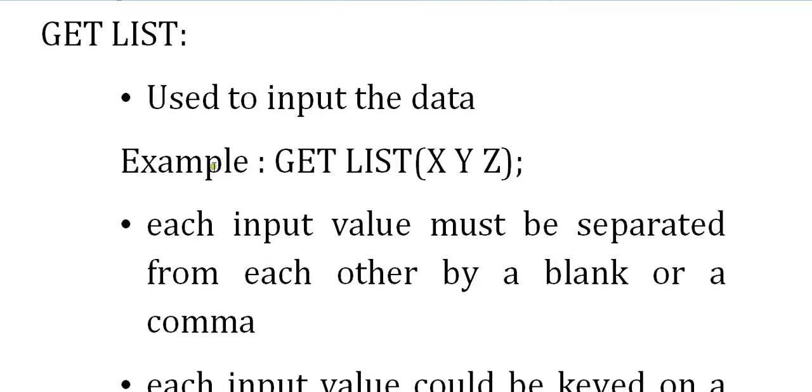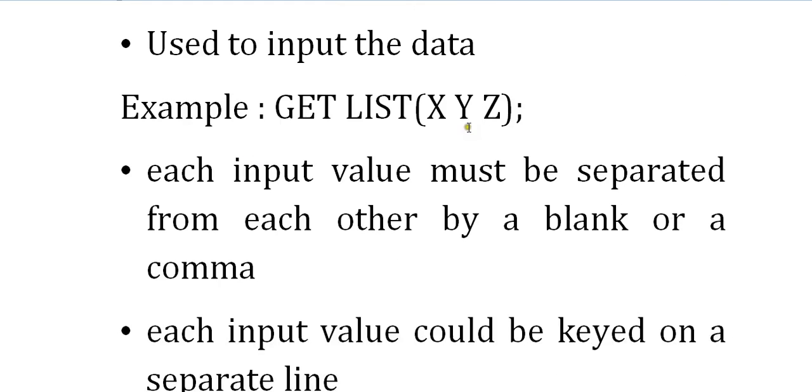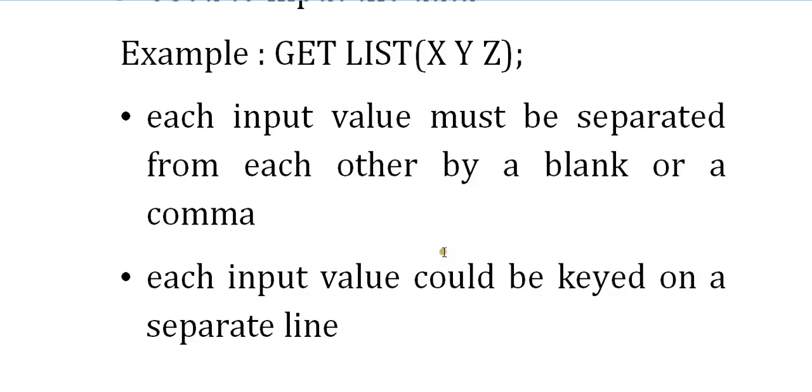To recap, GET LIST is the same as the ACCEPT statement in COBOL. It is used to input the data. In GET LIST you have to declare variables, and you can input the values by separating them from each other with a blank or comma.